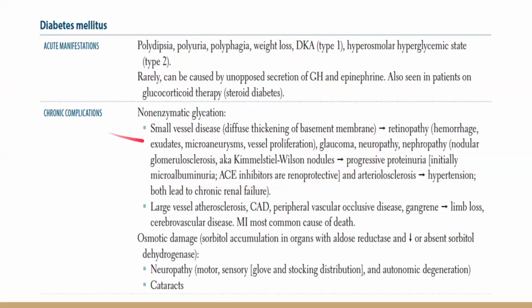Chronic complications. So you can have non-enzymatic glycation. There are two things that you need to understand here: small vessel disease and large vessel atherosclerosis. Small vessel disease: all areas of small vessels are affected by diabetes, so there's diffuse thickening of the basement membrane. One of the important things that should come to your mind is that you should relate this to renal, so glomerular problems.